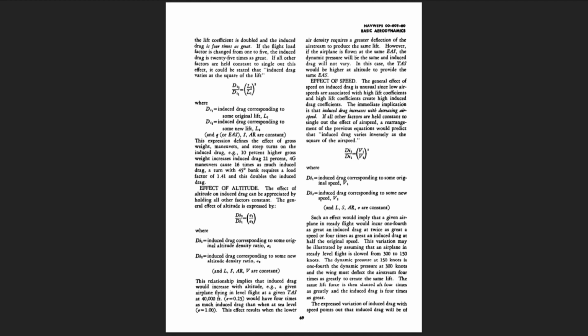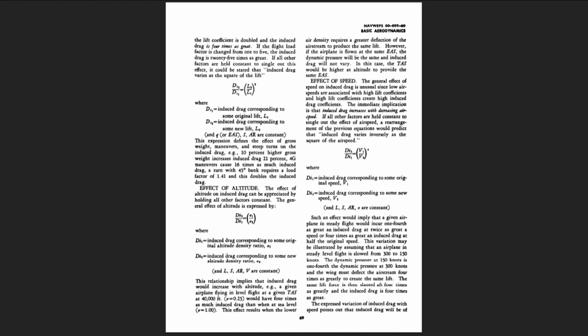The immediate implication is that induced drag increases with decreasing airspeed. If all other factors are held constant to single out the effect of airspeed, a rearrangement of the previous equations would predict that induced drag varies inversely as the square of the airspeed. D_i2 over D_i1 equals the quantity V1 over V2 squared, where D_i1 equals induced drag corresponding to some original speed, V1, D_i2 equals induced drag corresponding to some new speed, V2, and L, S, AR, and sigma are constant.